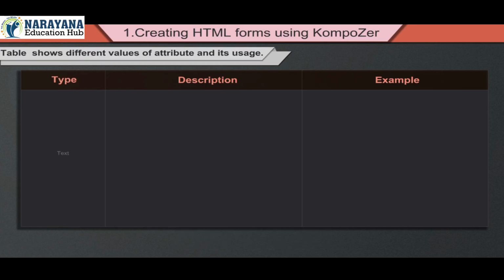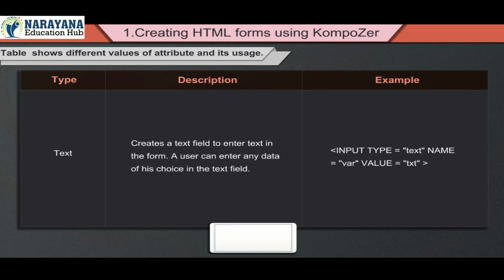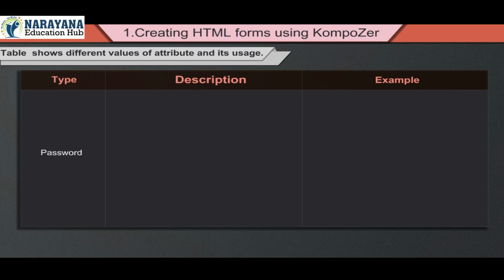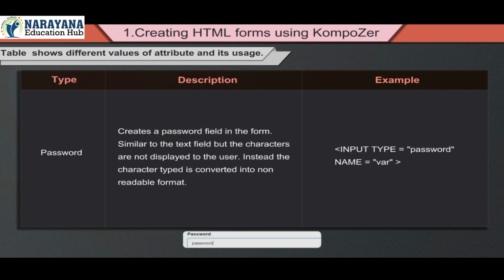Type, text. Description, creates a text field to enter text in the form. A user can enter any data of his choice in the text field. Type, password. Description, creates a password field in the form, similar to the text field, but the characters are not displayed to the user. Instead, the character typed is converted into non-readable format.